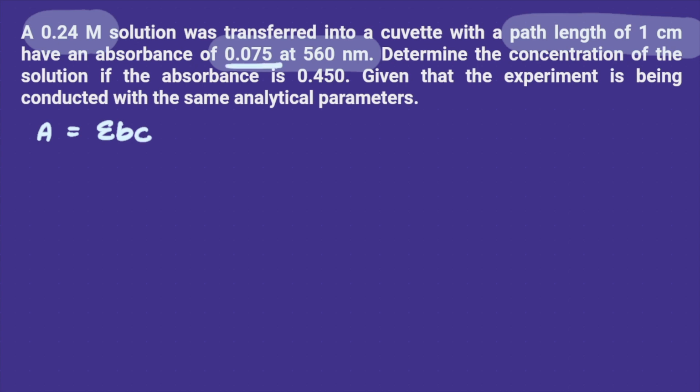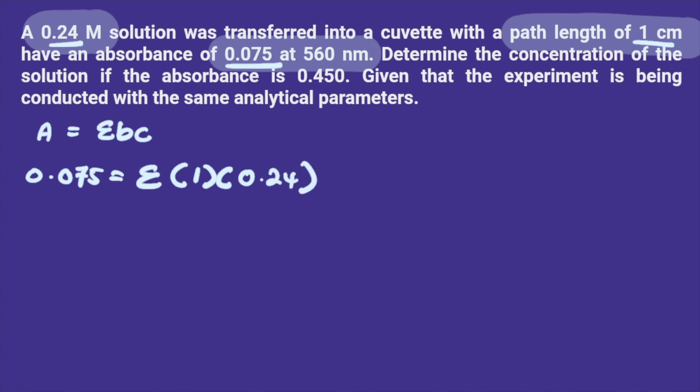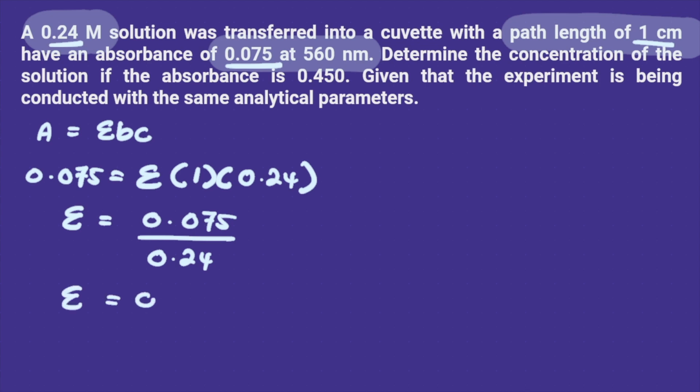So the absorbance is 0.075 and epsilon is the thing that we want to know, and B is the path length, which is 1 centimeter, and the concentration is 0.24 molar. Therefore, from here, we can have the absorption coefficient is equivalent to 0.075 divided by 0.24. Therefore, your coefficient here should be equivalent to 0.3125.